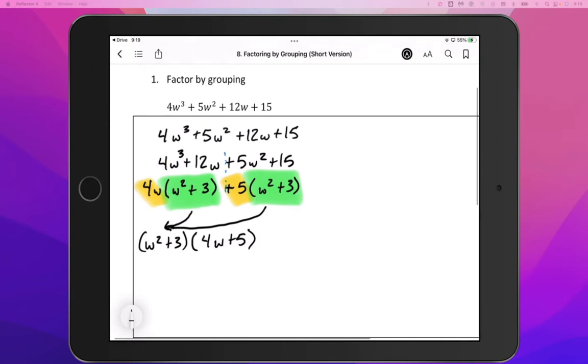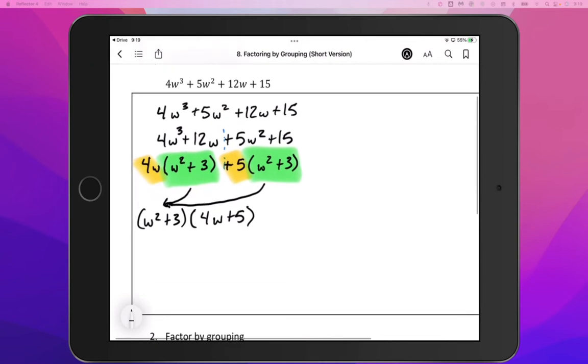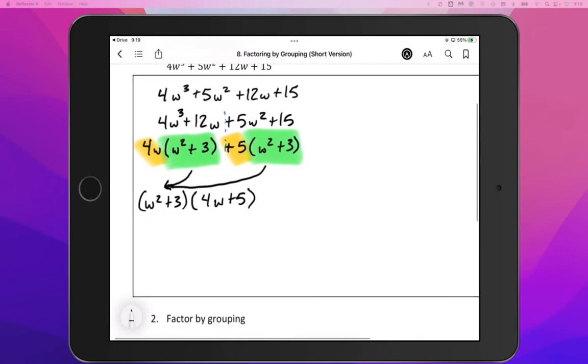And now if you wanted to check this, you could do what we did in the last lesson and multiply it out. For the sake of time, I'm not going to do that. But if you're taking a test or something, that would be a great idea, because it would help you determine whether or not you did it correctly.